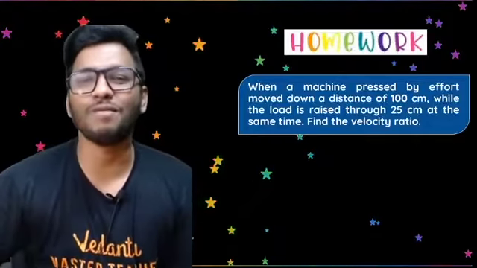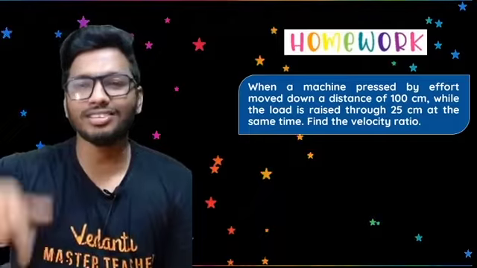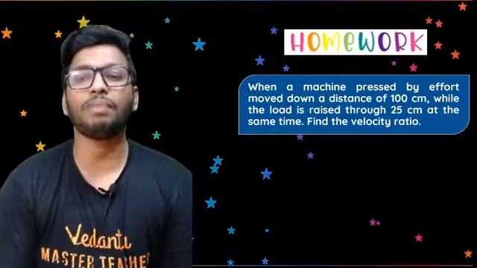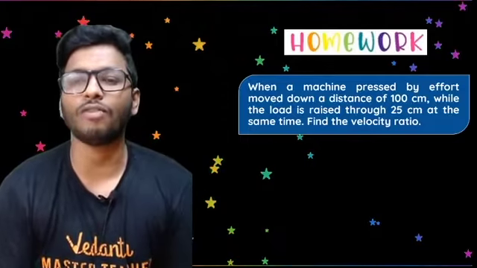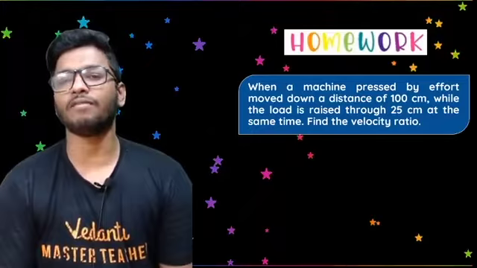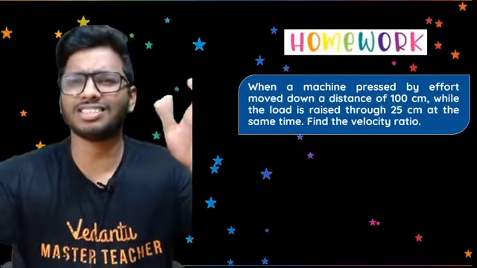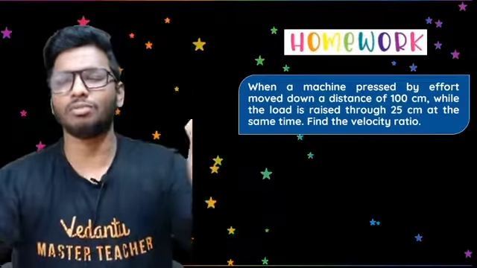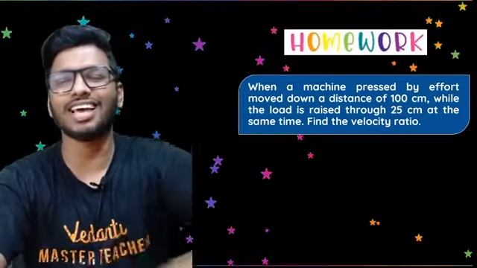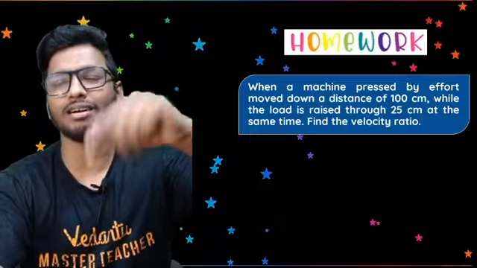And this, my friends, is the homework for today. And yes, I want to see all your answers in the comment section below. Here's the question. A machine is pressed by an effort and moves down a distance of 100 centimeter, while the load is raised through 25 centimeter. At the same time, find the velocity ratio. Very simple. They've given you the distance moved by the load. They've also given you the distance moved by the effort. Find out the velocity ratio. I want to see the answers as soon as possible in the comment section below.